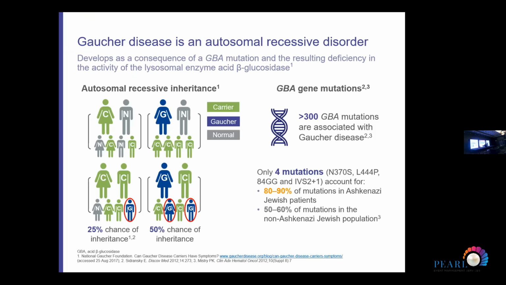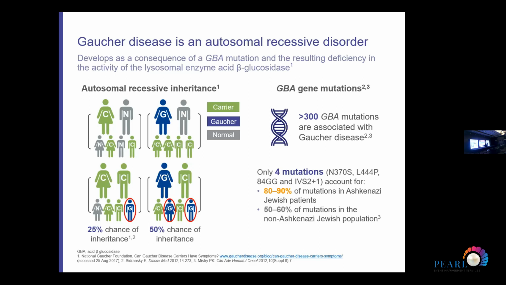And when we say autosomal recessive inheritance, you need both parents to be heterozygous carriers. In this case, they will have a 25% chance in each pregnancy of having a child who is affected with this condition. If one of the parents is affected and the other one is a carrier, the risk of having an affected child is 50%.